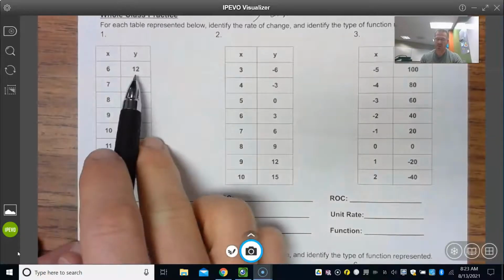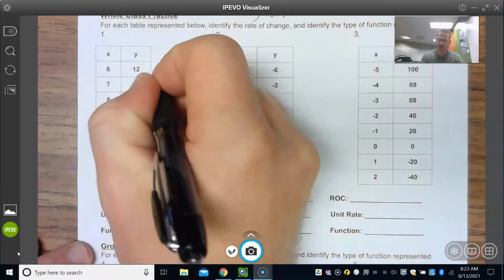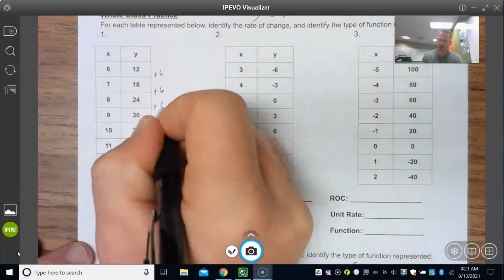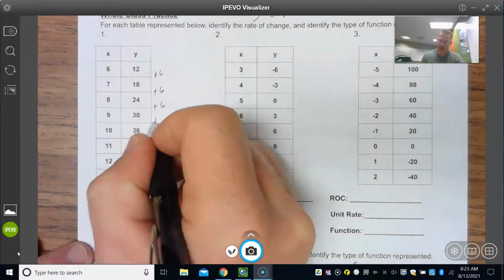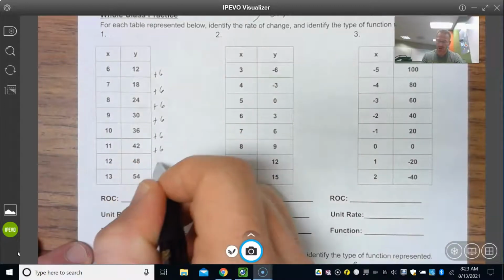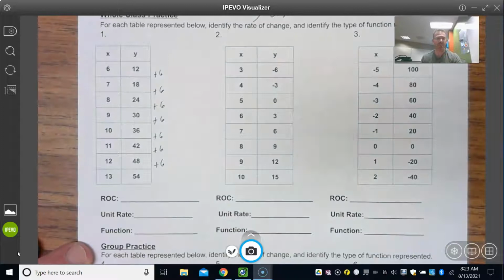So when I look at my table here, notice I go from 12 to 18, so I go up 6. 18 to 24, I go up 6. 24 to 30, I go up 6. 30 to 36, up 6. And what you see is that my y's go up by 6 the entire time.